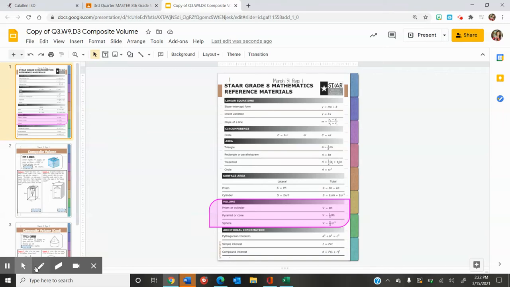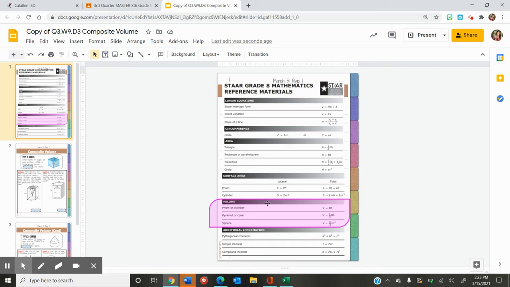Okay, today's March 31st, and today's notes will be covering composite volume. So we've talked about finding the volume of shapes, and all composite volume is, we're going to be combining two shapes together. And we're going to have two types of composite volume.